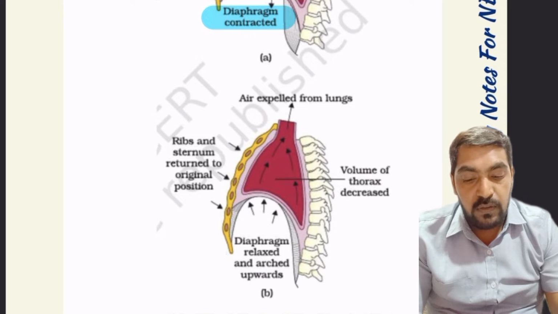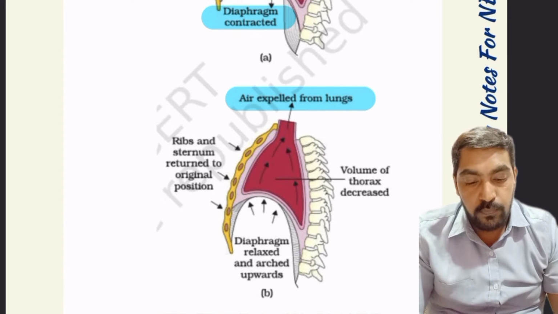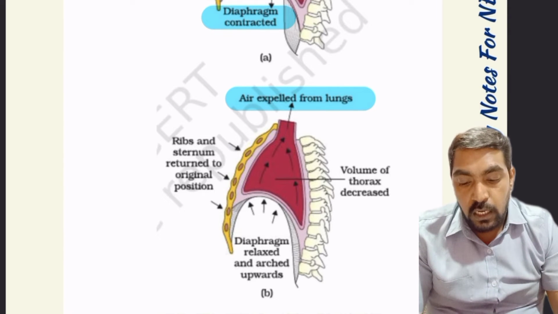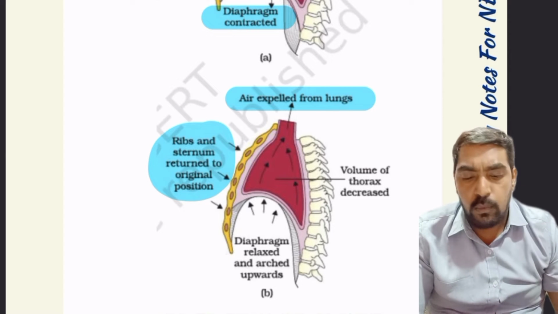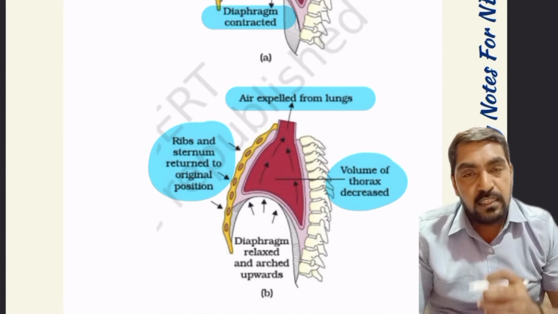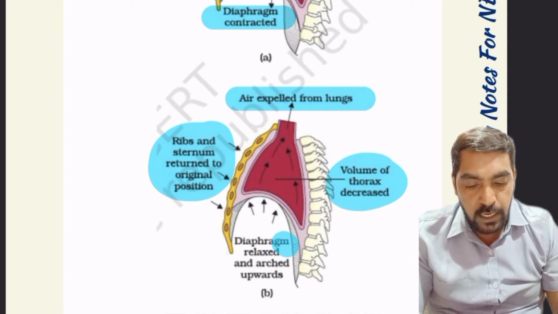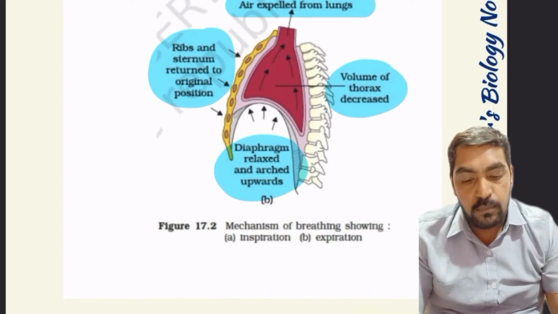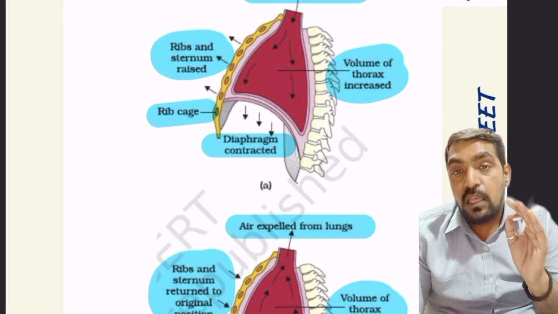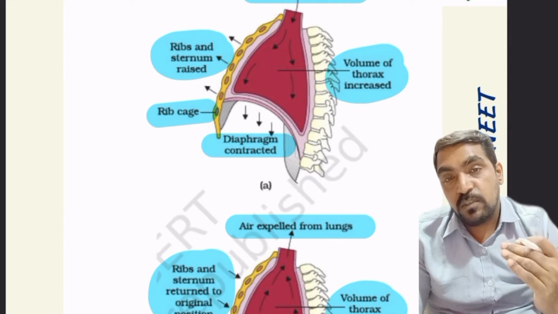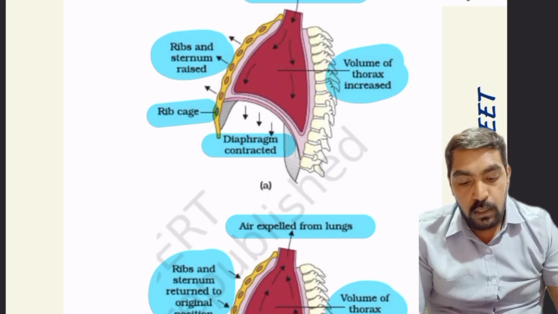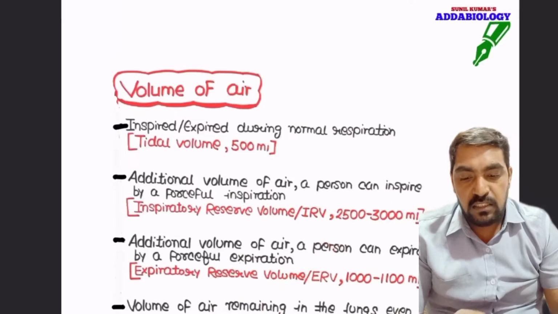Look at this. When we exhale, the pressure that was there on the ribs and the sternum is released, so it comes back to its normal position. Volume of the thoracic region decreases and the diaphragm relaxes and it again becomes dome shaped. Remember, during inspiration the diaphragm is flat due to pressure. During expiration it becomes dome shaped when the pressure is released.